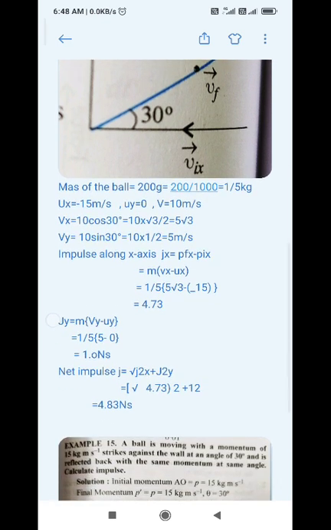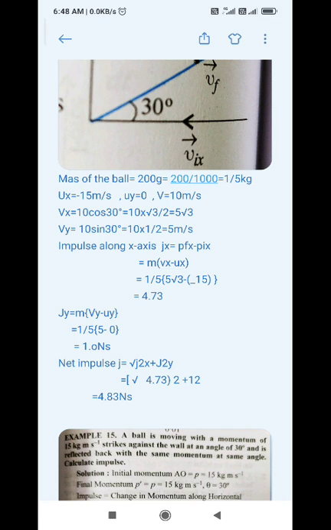Now the impulse along the y-axis, that is Jy, is equal to m into Vy minus Uy. 1 by 5, Vy is 5 minus 0, that is 1. So the net impulse is the root of Jx square plus Jy square. So that is 4.73 whole square plus 1 square, and that is 4.83.